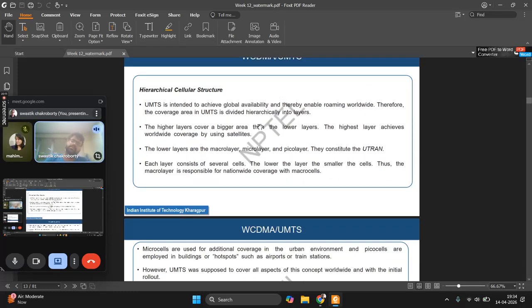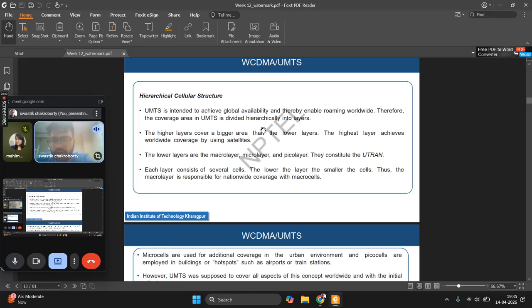UMTS is intended to achieve global availability and thereby enable roaming worldwide. Therefore, the coverage area of UMTS is divided hierarchically into layers. The higher layer covers a bigger area than the lower layer. The highest layer achieves worldwide coverage by satellite. The lower layers are the macro layer, micro layer, and pico layer.